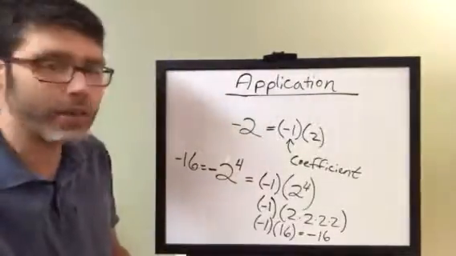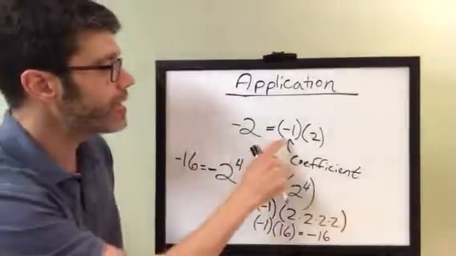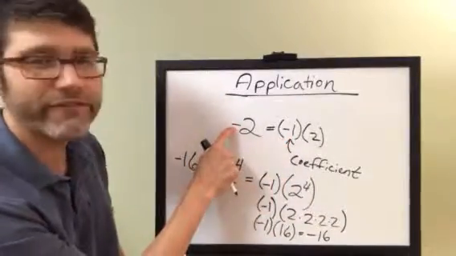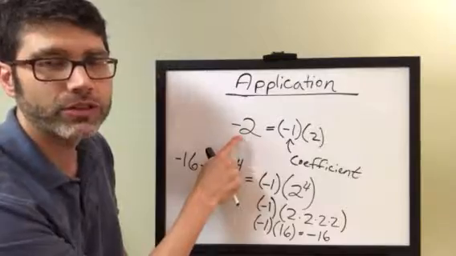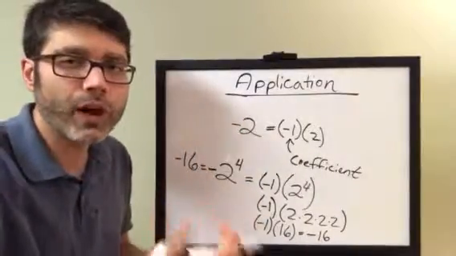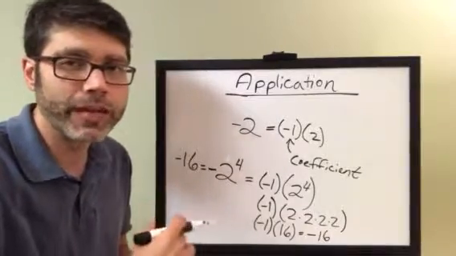So hopefully that's a way you can think about it: this negative out here is almost like a coefficient to this 2. That might help you in determining whether you want that negative to be part of the base or not.